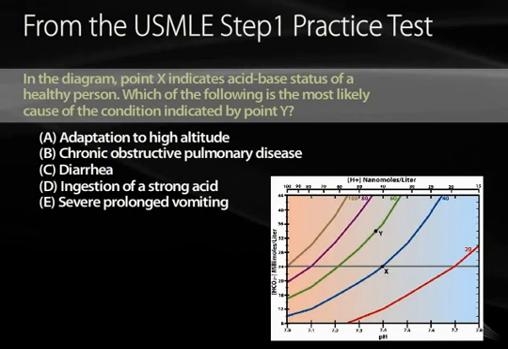In approaching Davenport diagrams, I would recommend a similar approach to any other acid-base problem. First, identify the pH, whether an acidemia or alkalemia is present. Then look at the bicarbonate concentration to see if the cause is metabolic. And then look at the PCO2, if the cause is not metabolic, to see if the cause is a respiratory disorder.